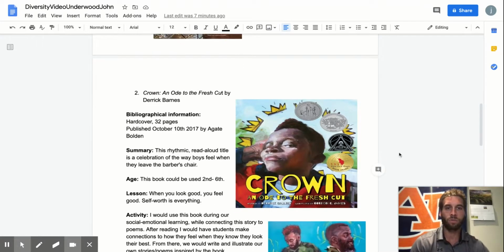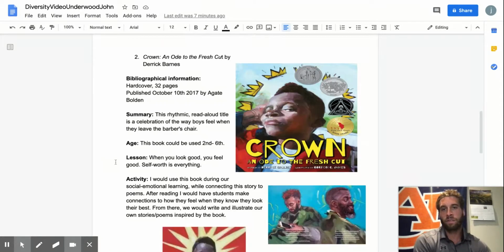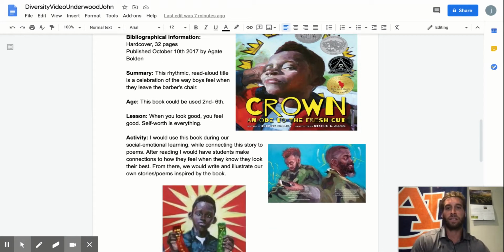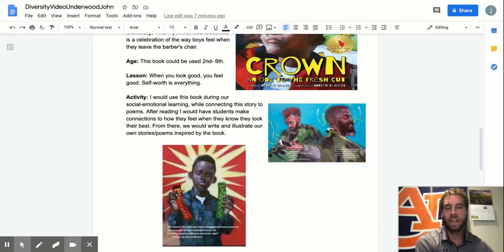The second story I selected is one of my favorites, Crown, an Ode to the Fresh Cut by Derek Barnes. The summary for this one, it's a rhythmic read aloud as a celebration of the way boys feel after they leave the barber's chair. I love the lesson of this story because when you look good, you feel good, and self-worth is everything. An activity I would plan for this story, I would use this during social and emotional learning. You could also connect this to poetry and have students write and illustrate their own stories.